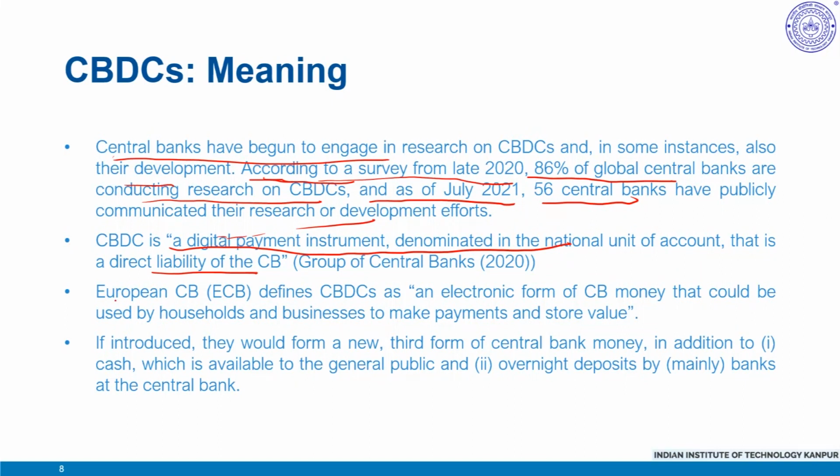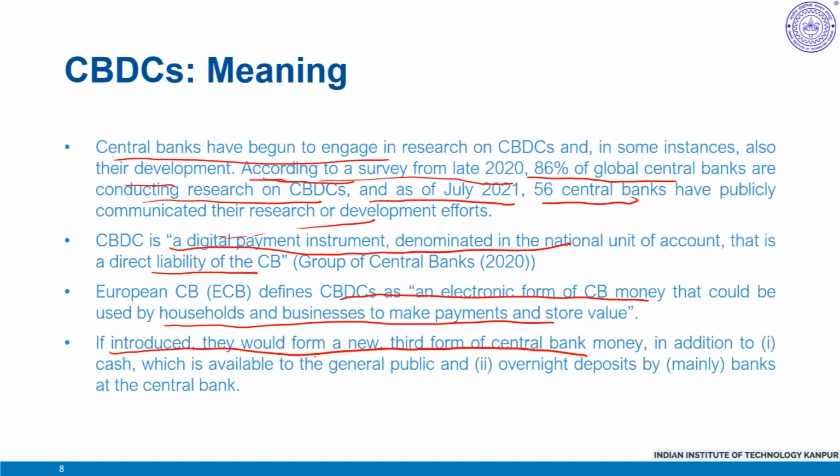So, one way to define, as the European Central Bank defines, CBDC is as an electronic form of central banking money that could be used by households and businesses to make payments and store value. Now, central bank digital currencies, CBDCs, are, in a nutshell, a central bank liability offered in a digital form and in the national unit of account. So, if introduced, they would form a new third form of central bank money in addition to cash.